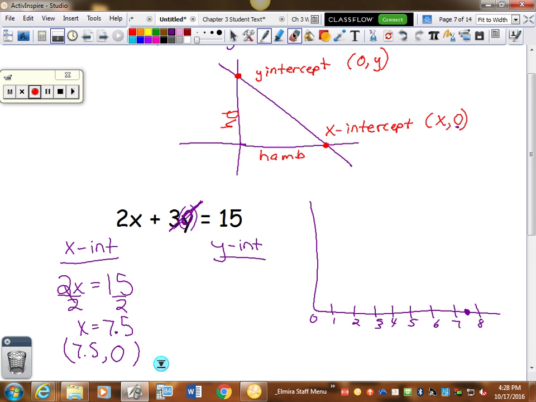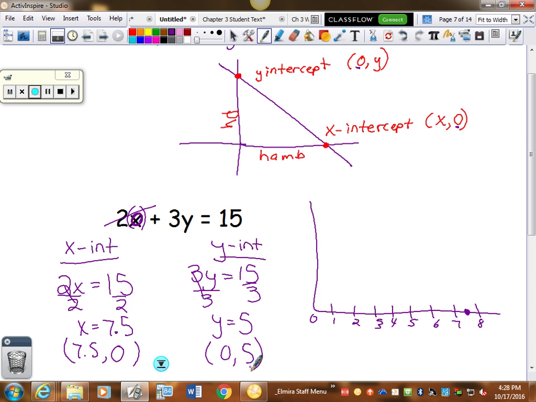Same kind of idea, except now I'm saying the y-intercept is when the x value is 0. So if I put a 0 in place of the x, 2 times 0 would be 0, and effectively that term is no longer in consideration. So we'd have 3y equals 15 left. Divide both sides by 3, and y equals 5. In coordinate form, it would be 0, comma, 5.